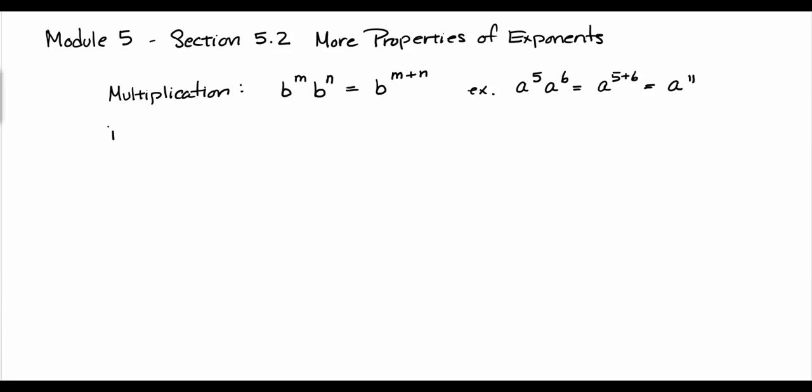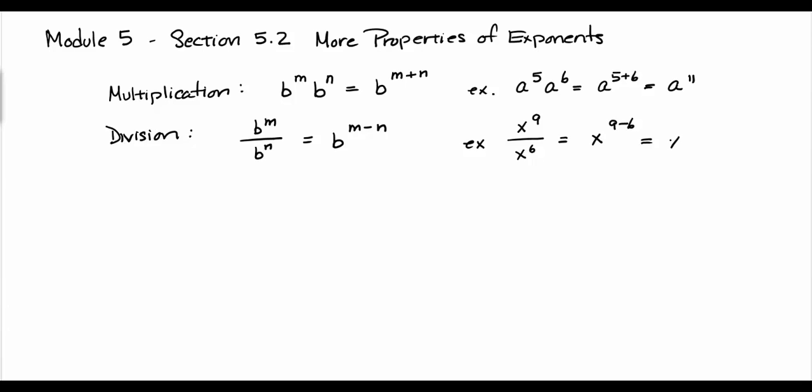Right. And we talked about division. So if I had some base b to the m divided by b to the n, I subtracted them. So I had b to the m minus n. Again, it was the exponent in the numerator minus the exponent in the denominator. And as an example here, I would have, say, x to the 9th divided by x to the 6th. And I would have x to the 9 minus 6, or x cubed, right, or x to the 3rd.